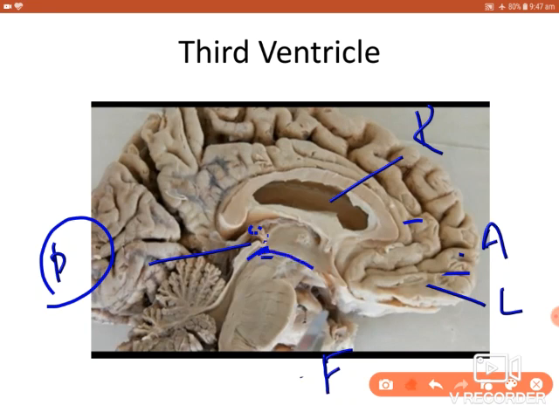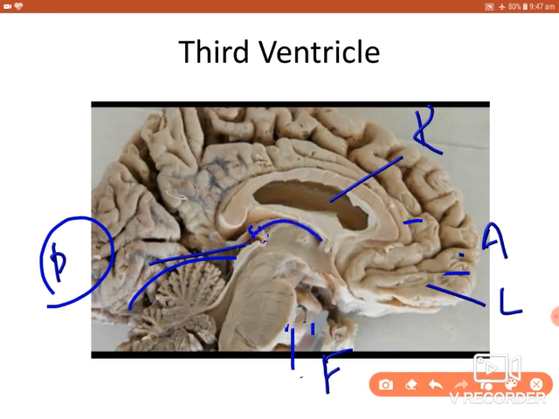Coming to the floor, you can see anteriormost the optic chiasma. Then this is the infundibulum. This is the mammillary body. Between those areas is the tuber cinereum. Here this is the posterior perforated substance. This is the tegmentum of the midbrain. This forms the floor.